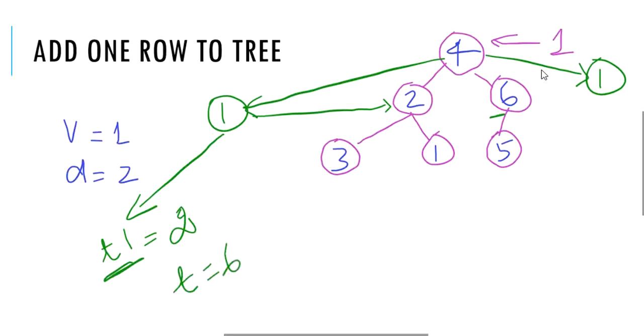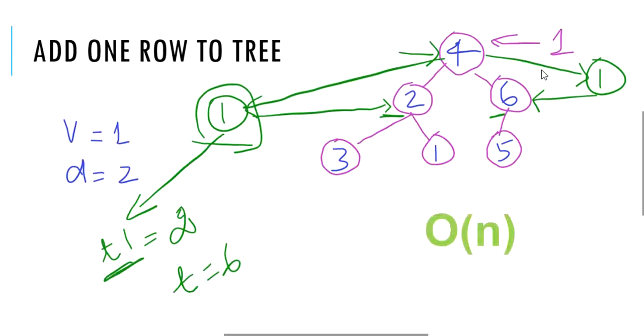Once this is done, I'm going to point 1 to 6 so that a new level is created and further its children are added. This algorithm runs in big O of n time complexity and big O of n space complexity. So let's see the code now.